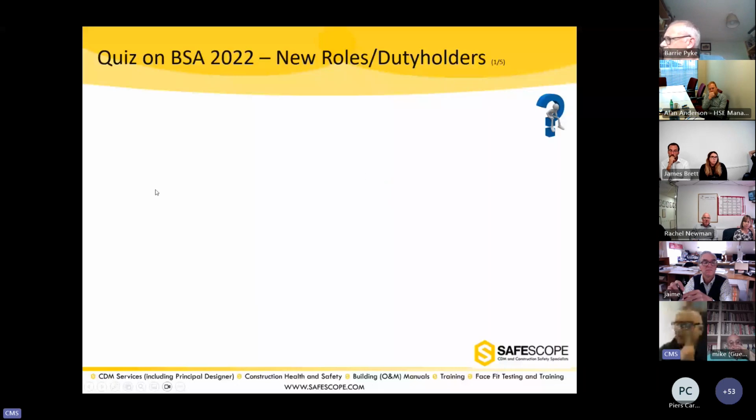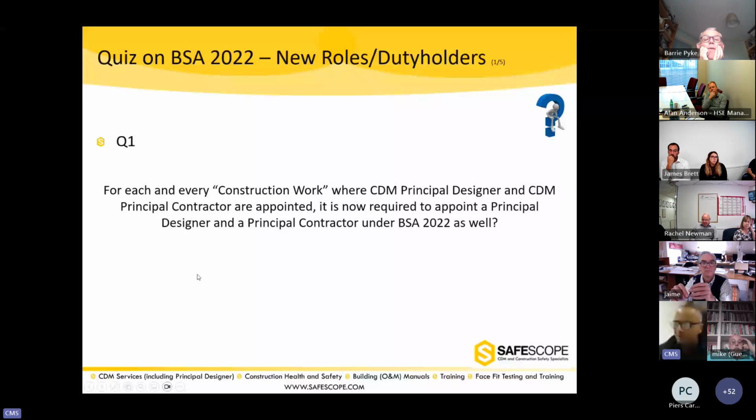Question 1: for each and every construction work where a CDM principal designer and CDM principal contractor are appointed, it is now required to appoint a principal designer and principal contractor under the Building Safety Act as well. Is that true or false? Quickly shout it out, right or wrong, guys. What do you think? False. Anyone for true?